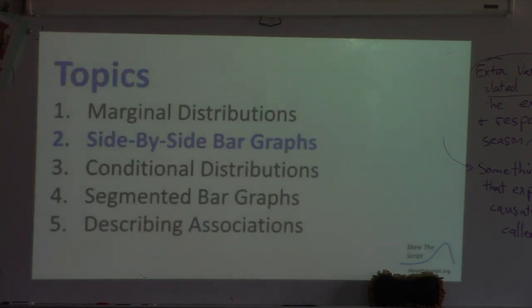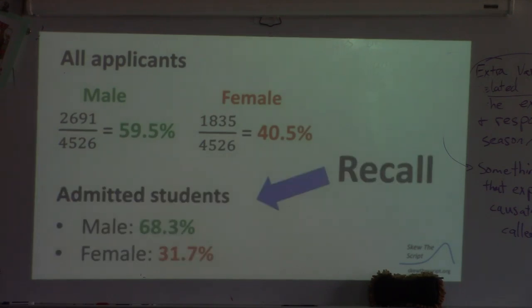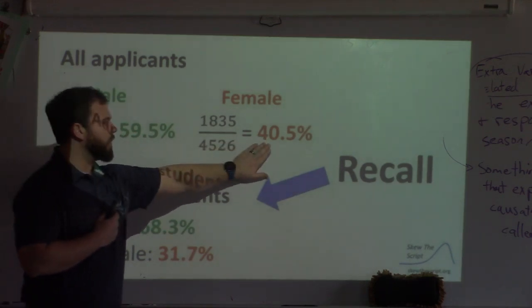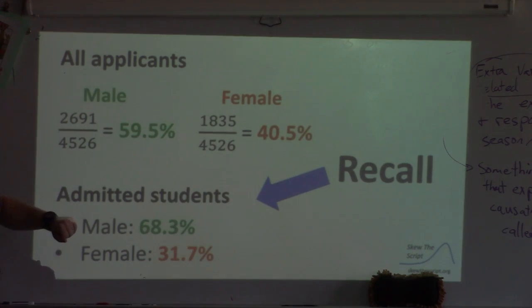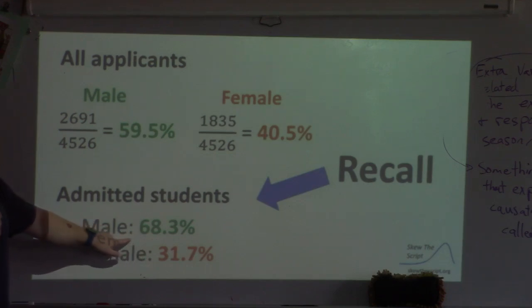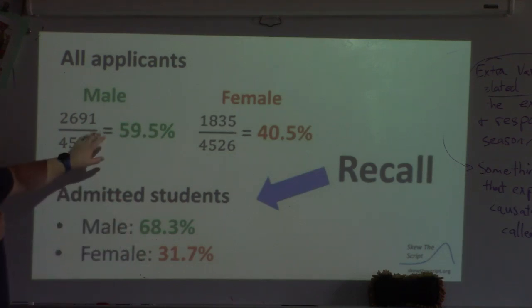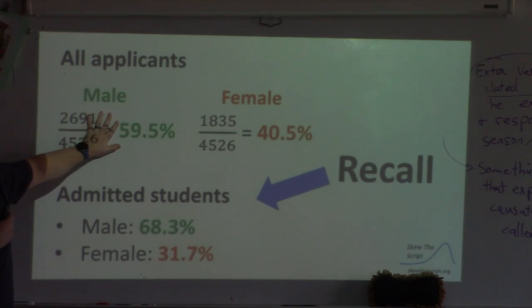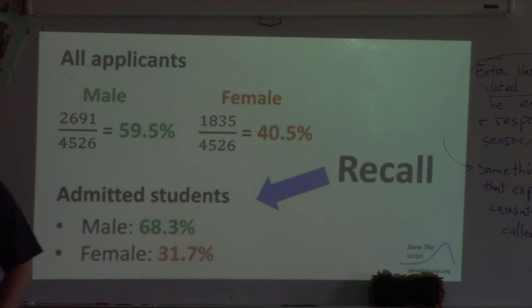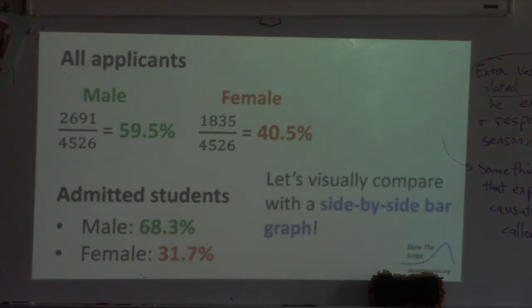Well, let's look at another type of graph. So remember, males were 60% of the applicant pool, females were 40% of the applicant pool, but what percent of the admitted students were male? 68. So does the higher percent of applicants explain all of this difference? No. So maybe there is still some discrimination, right? That's what we need to investigate.